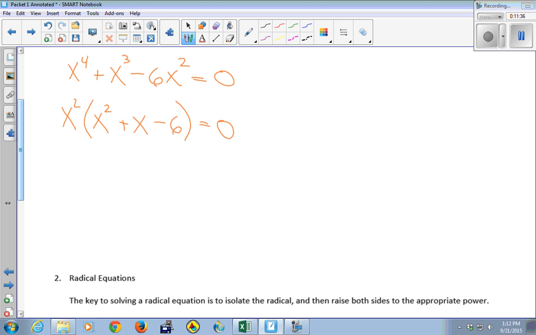X minus 2, x plus 3. So I've got x squared times x plus 2 times x minus 3 equals 0. All right, so the zero product property works just as well when you have 3 factors. If you multiply 3 things together and the answer is 0, at least one of those 3 things has to be 0.